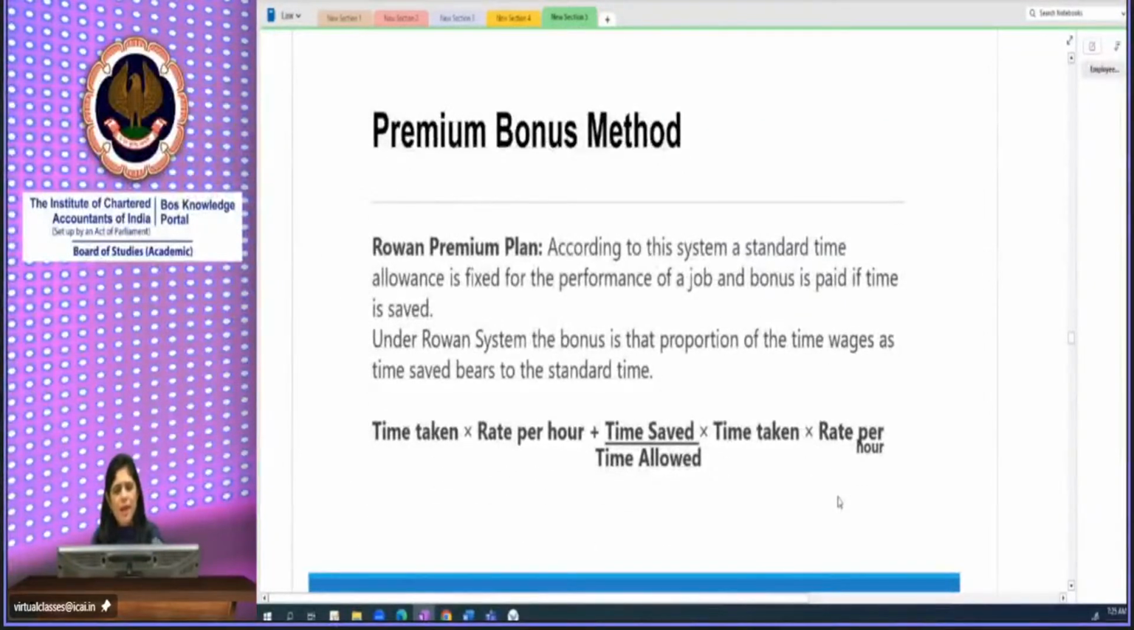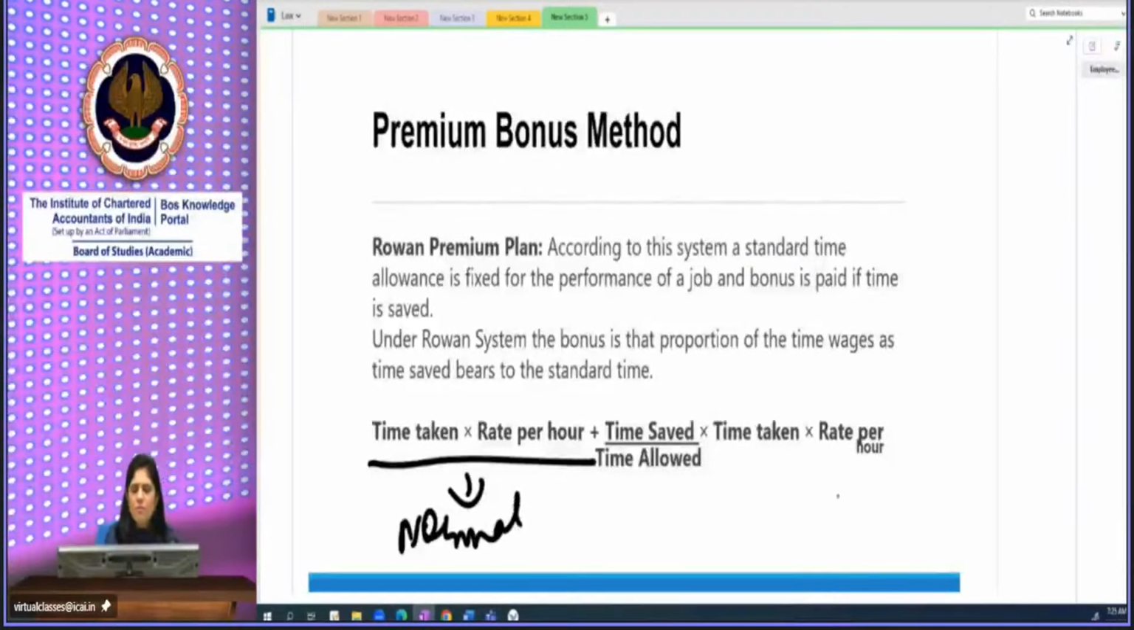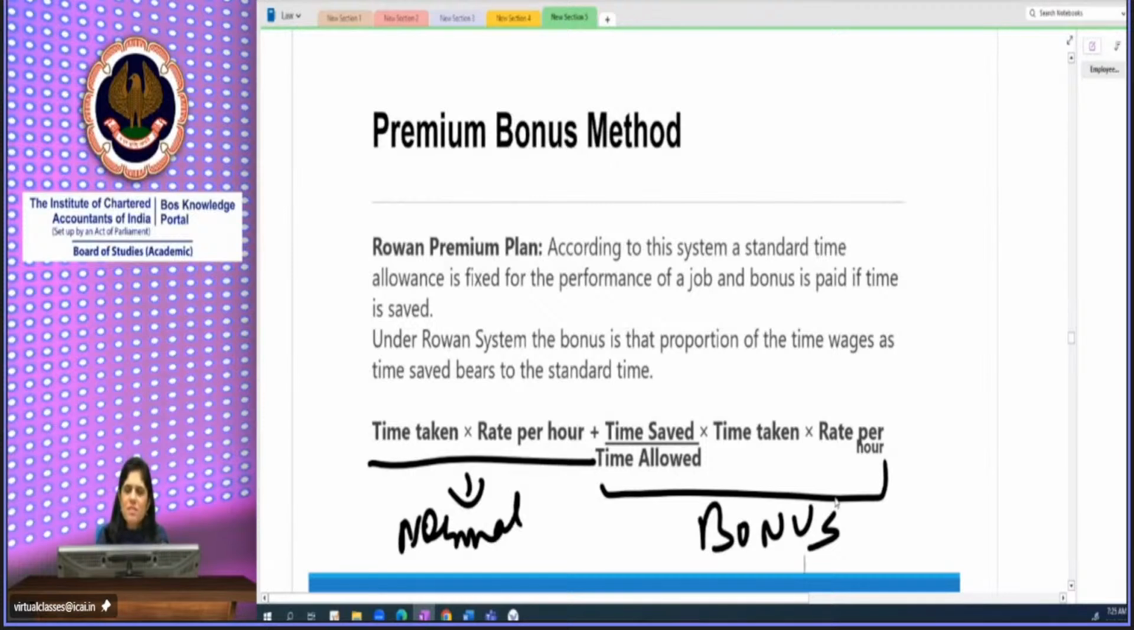Rowan premium plan. Again, this part is the normal wage. So these are the total wages, the normal wage, and this section is the bonus. Under Rowan, it is time saved by time allowed into time taken into rate per hour. So exactly in the proportion of time saved by time allowed, you will be paid. This is the Rowan plan.